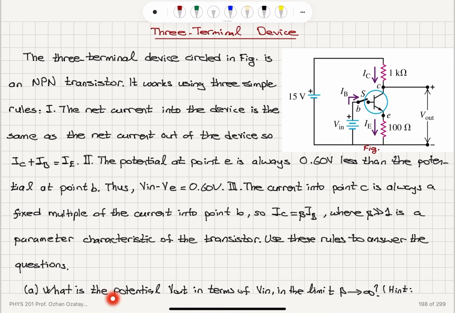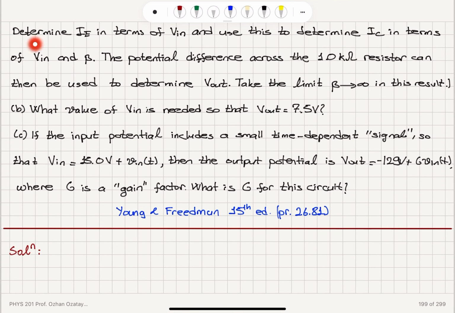Part A. What is the potential V out? The potential of point C with respect to ground in terms of V in, in the limit beta becomes infinite. And there is a hint: determine the emitter current IE in terms of V in and use this to determine IC in terms of V in and beta.